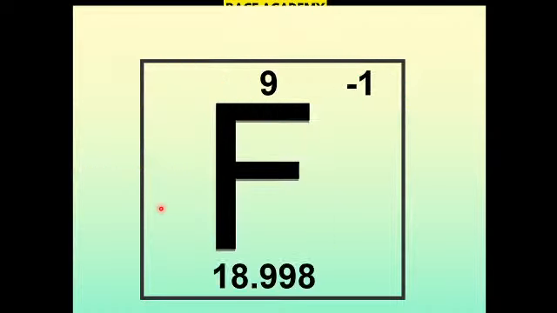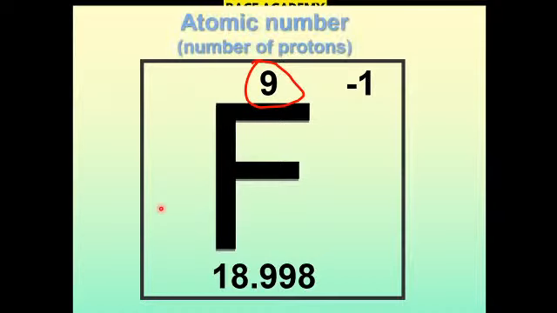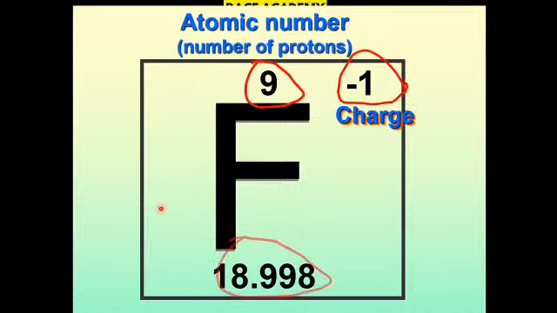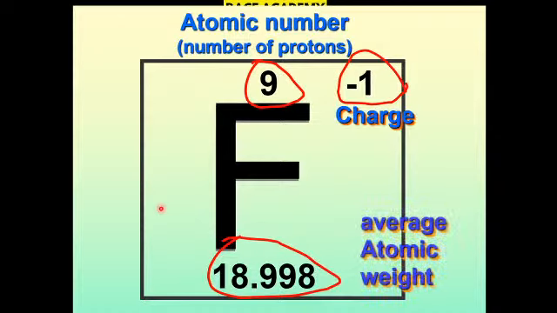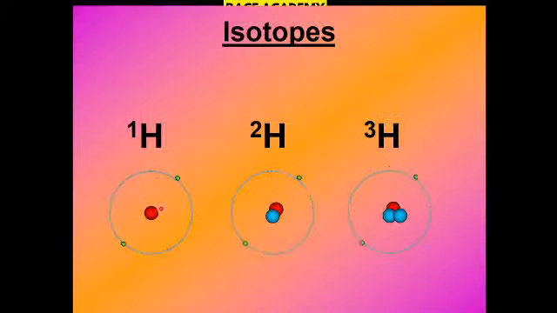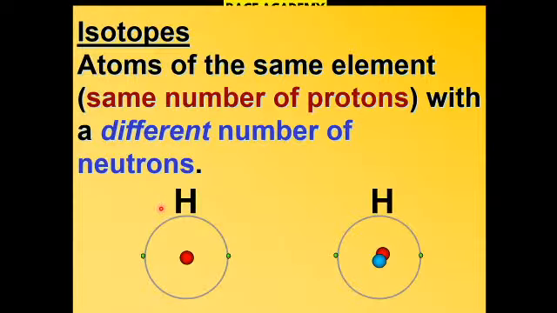See, this is fluorine. If you observe here, this 9 is the atomic number, minus 1 is the charge, and 18.998 is the average atomic weight of that one. That is about fluorine, right? Now the other discussion is isotopes: 1H1, 1H2, 1H3. See how to define isotopes. You can write this: the atoms of the same element, with the same number of protons but a different number of neutrons, are called isotopes.